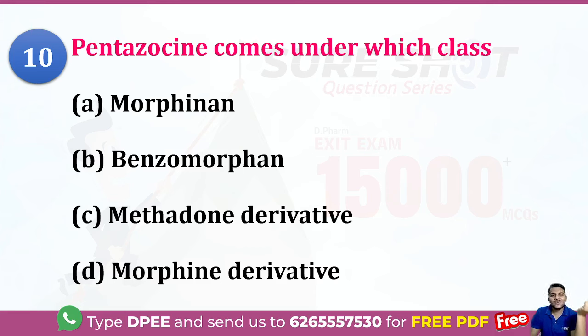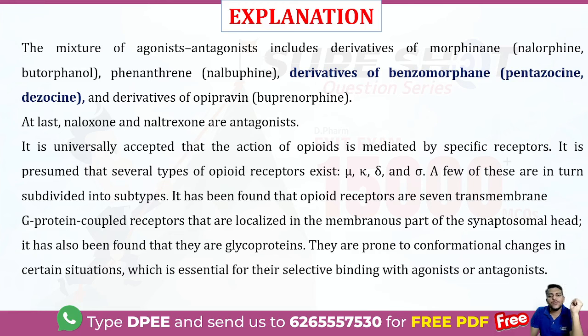Got it? Next question, pentazocine comes under which class? So it is your benzomorphan. Benzomorphan compounds are a mixture of agonist and antagonist, and are basically included in your morphine category. You have the phenanthrene, your derivative of benzomorphan, that is pentazocine, a derivative of opiorphine. And at last, naloxone and naltrexone are the antagonists, as there are specific receptors of opioids, like we have the mu, kappa, delta, and sigma receptors.